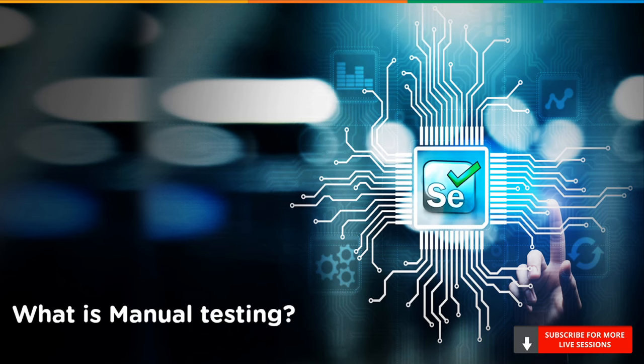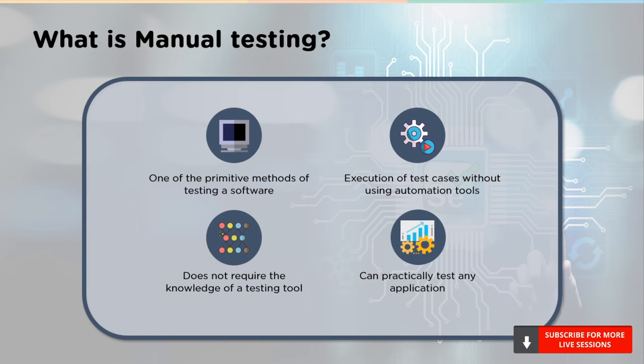So moving on, what exactly is manual testing? Well, back in the early 2000s, testing was mainly done manually. It involved the physical execution of test cases against various applications to detect bugs and errors. It required the knowledge of a testing tool.